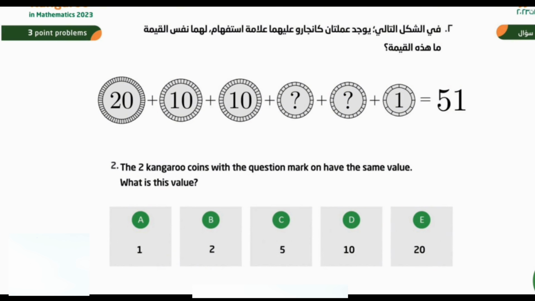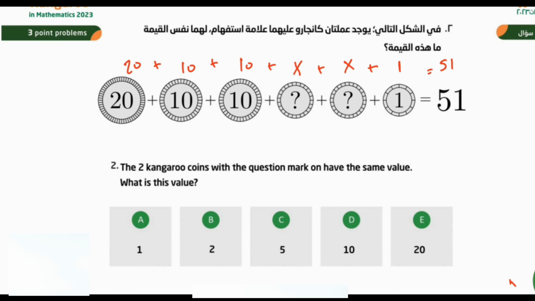Okay, now in question number 2, the two kangaroo coins with the question mark on have the same value. What is the value? Okay, so what we have here is six coins. One is 20, one is 10, and one is 10, and one is not known. So we will put X, and here we have X again, and here 1, so equal to 51. So if we add these, we will obtain 51.